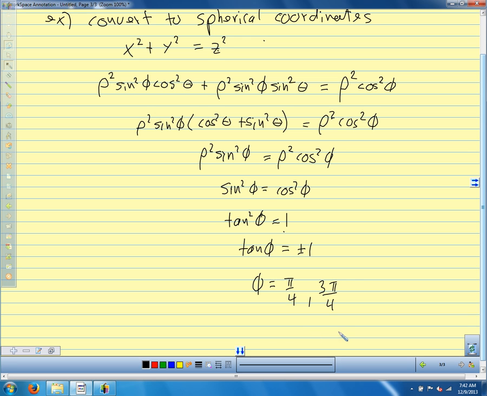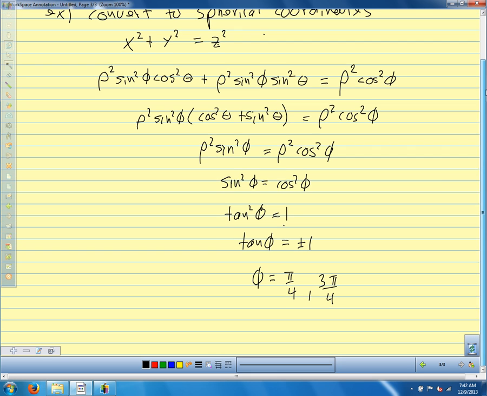So isn't this phi equals pi over 4? Much easier to work with than x squared plus y squared equals z squared. So the equation of a cone in spherical coordinates, very simple. Isn't that nice? Questions there? Phi equals pi over 4. How much nicer could that get?